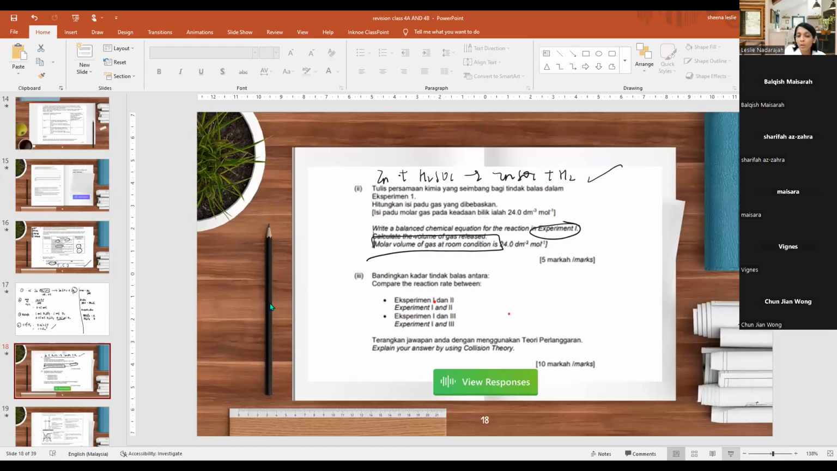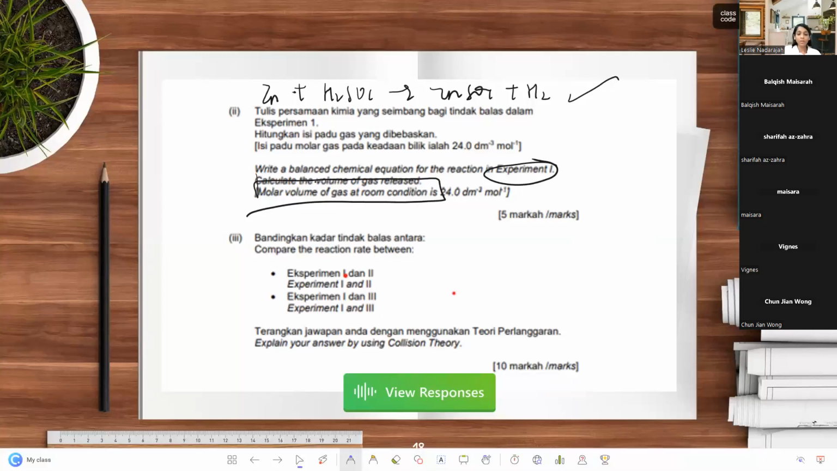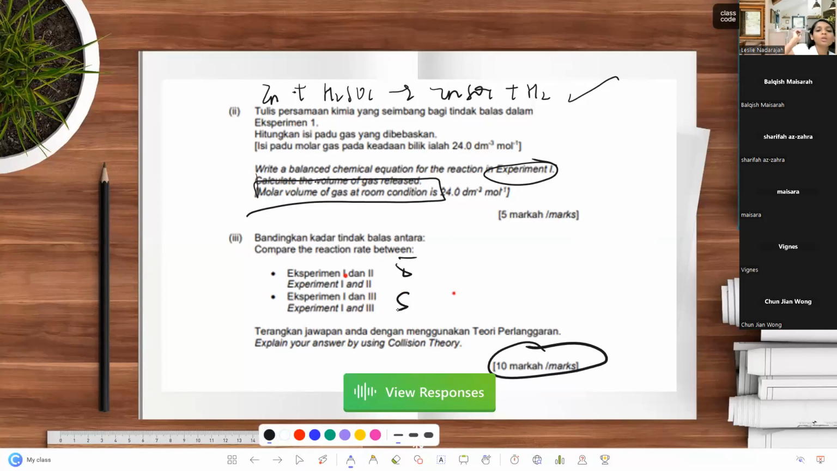Okay, compare experiment 1 and experiment 2, and then compare experiment 1 and experiment 3. Look at the marks and tell me how many marks you see there. 10 marks, correct? It means this is 5 marks, this is 5 marks. Collision theory, you cannot muck around. You must be able to score well.